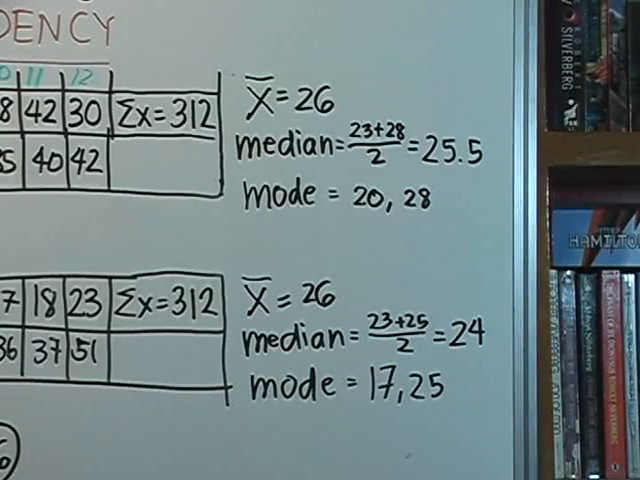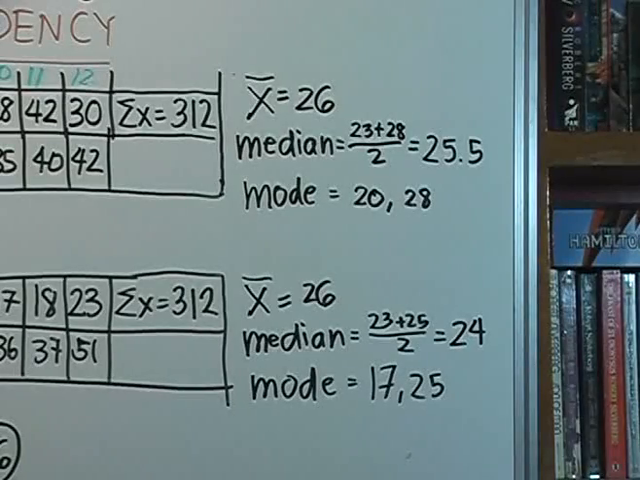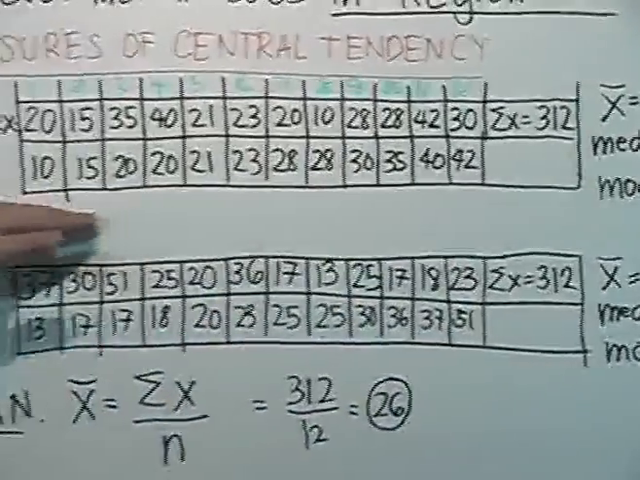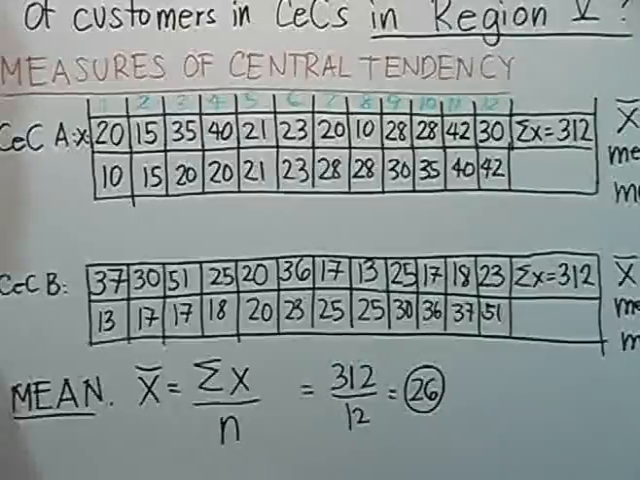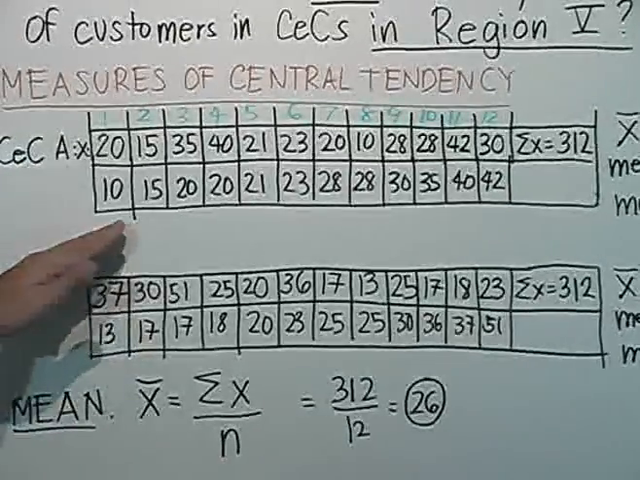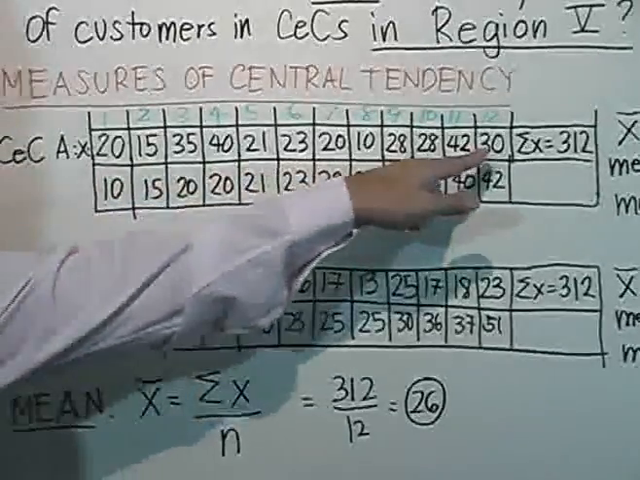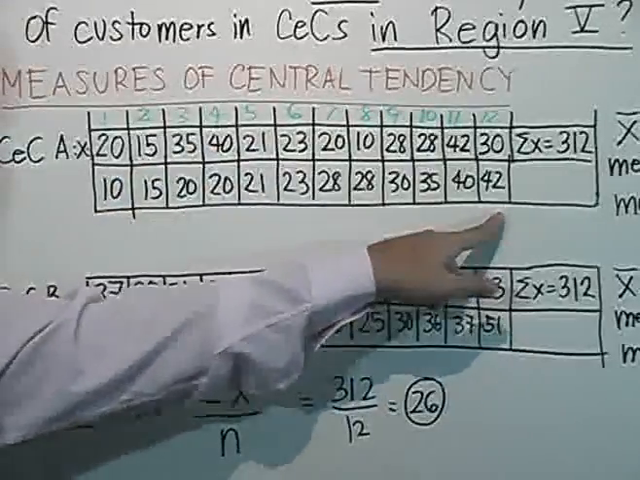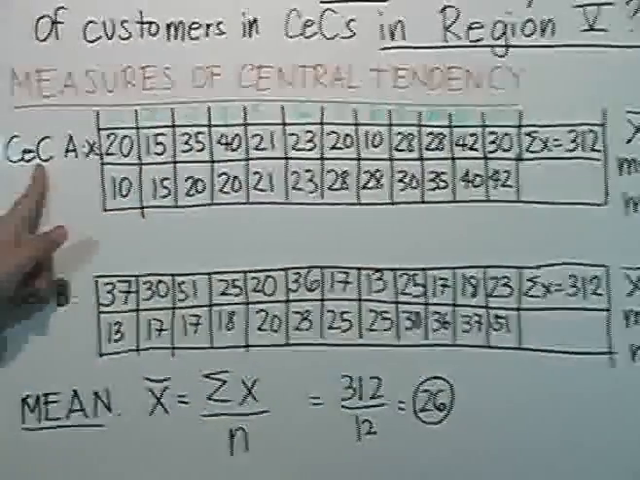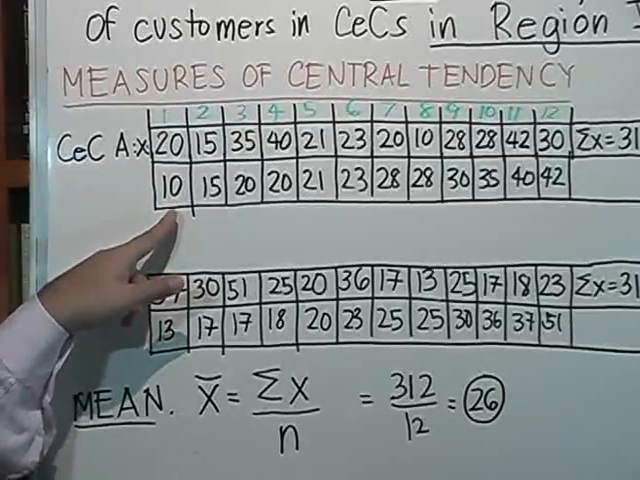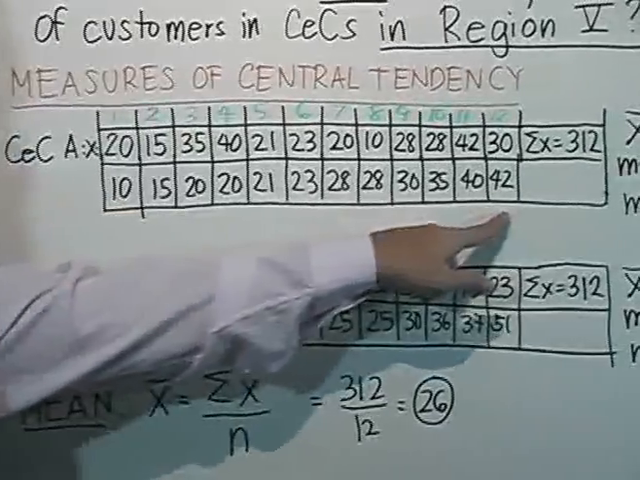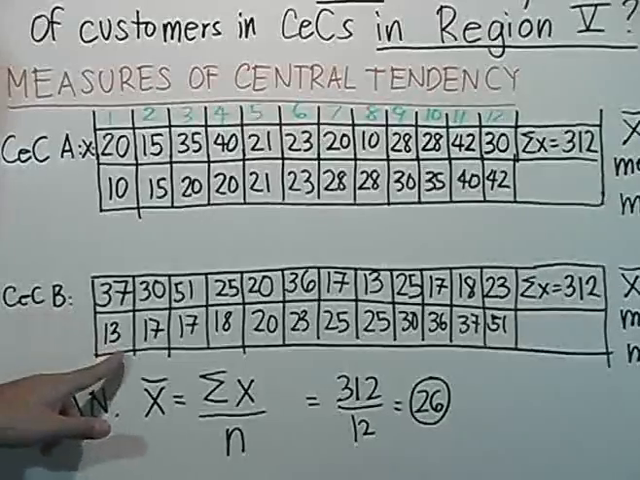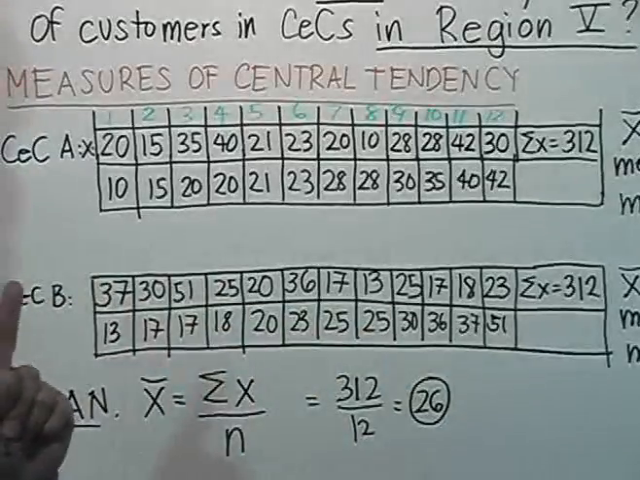Now let's go to 2 other concepts of central tendency. The first one is the median. The median is basically the centermost value in an ordered array of values. It's ordered because you have to rearrange the values in your data from highest to lowest. This is what I did, for example, for CEC-A, and the same thing for CEC-B, lowest to highest. So you can get the median out of that.